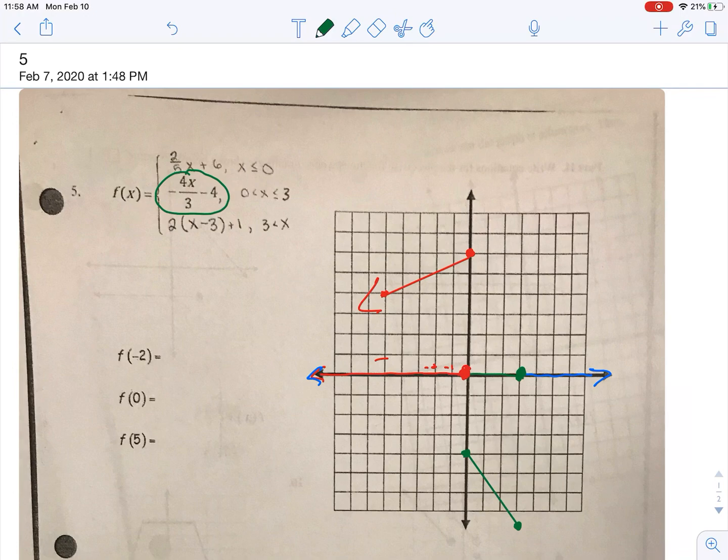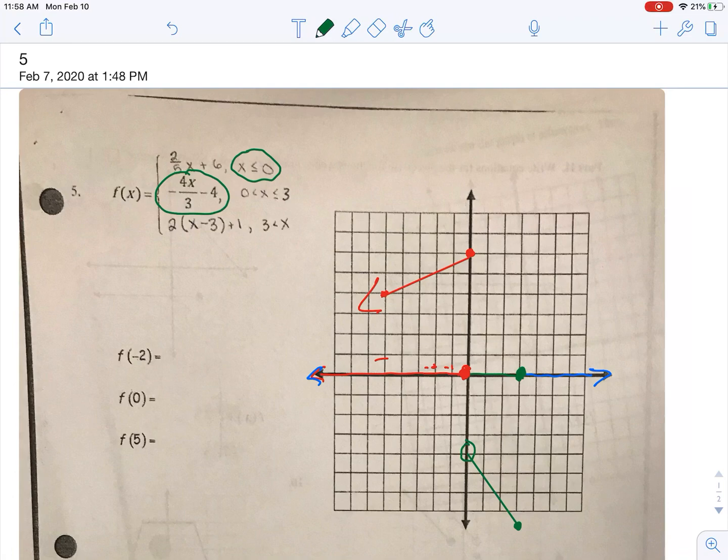Now again, we talked about that point 0. See how it's part of the green and the red right now? We talked about how it's really only part of this. Since it's or equal to 0, it's part of the red. So I'm actually going to erase this dot here. And what we do when that happens is we put an open circle, meaning that 0 is not a part of that line. It's a part of the red line.